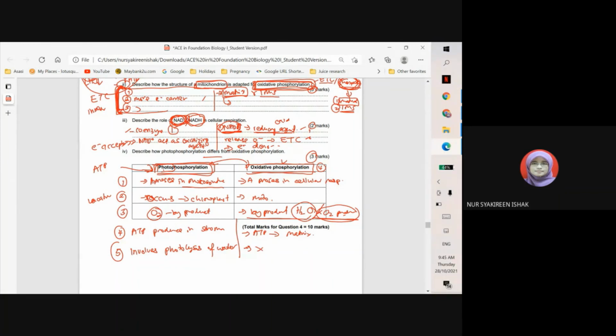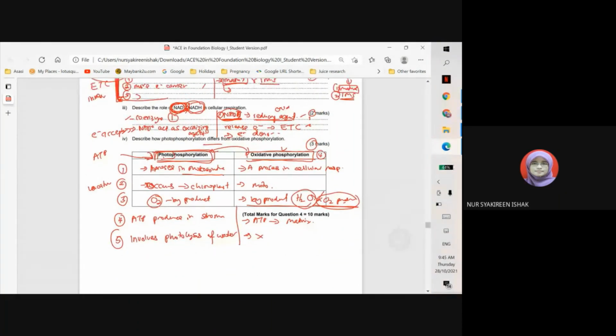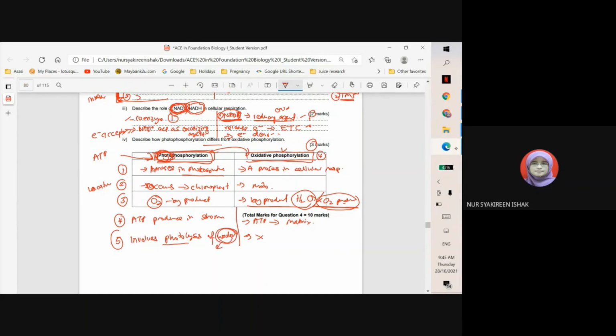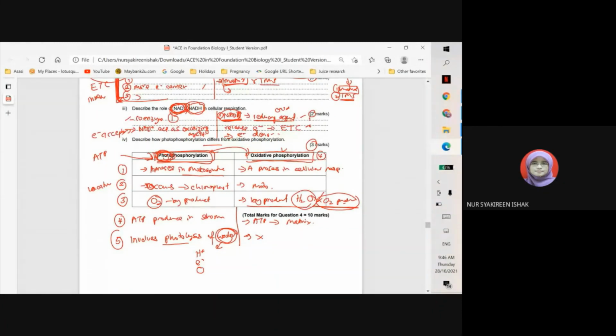Okay, so kenapa kalau untuk photophosphorylation, nama pun photophosphorylation. Light energy is required to split water molecule, so that the water molecule can form 3 benda. Satu adalah hydrogen ion, 2 adalah electrons, yang ketiga adalah oxygen.